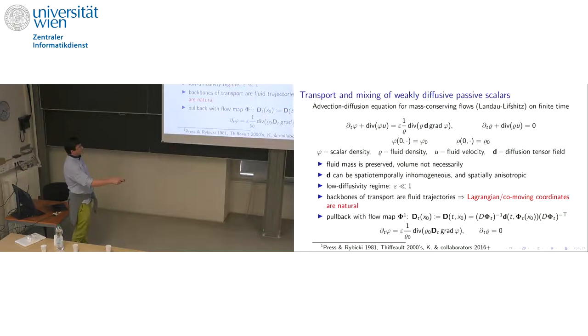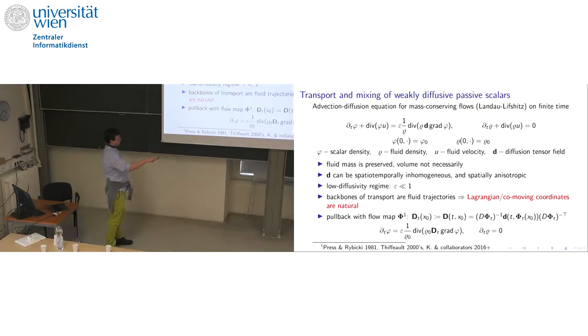So this is this transformation rule. When capital phi is the flow map associated with the transport of the fluid, then this is how this tensor is pulled back. This is how it transforms, and then in Lagrangian coordinates we end up with this equation. So the fluid density does not change over time.